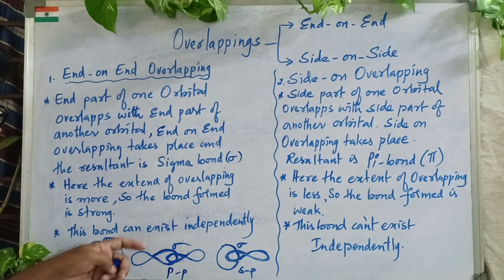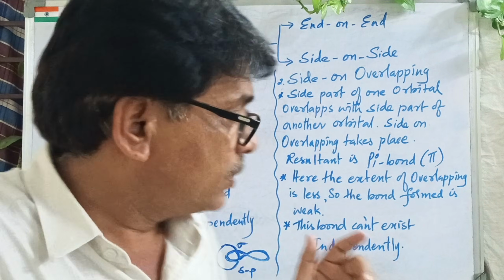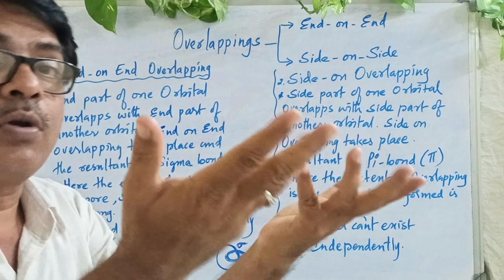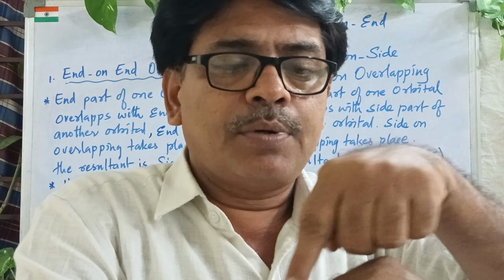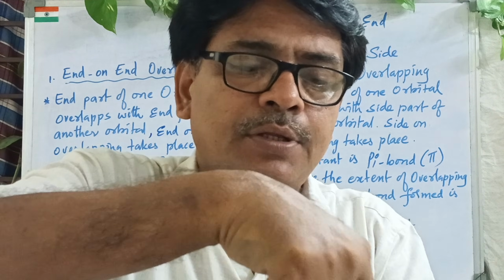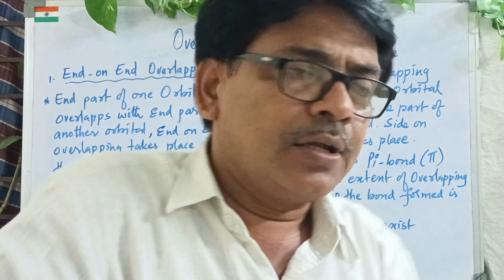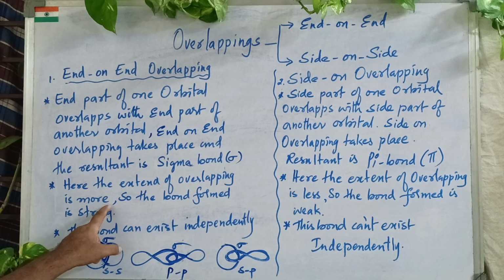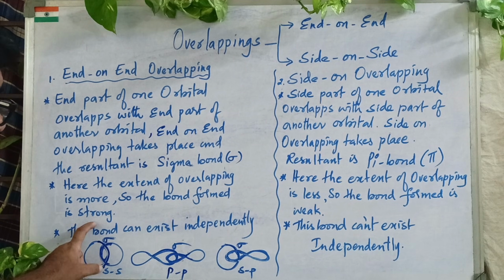Here, the extent of overlapping is more. The overlapping area, as I told you, this is called overlapping, one upon the other. So in this case, it is said that the extent of overlapping, that overlapping area is more. Suppose if I catch like this, see, look at this part, this much part is overlapping this part. So here the extent of overlapping is very strong, you cannot break it. The extent of overlapping area is more. Therefore, this bond is strong.